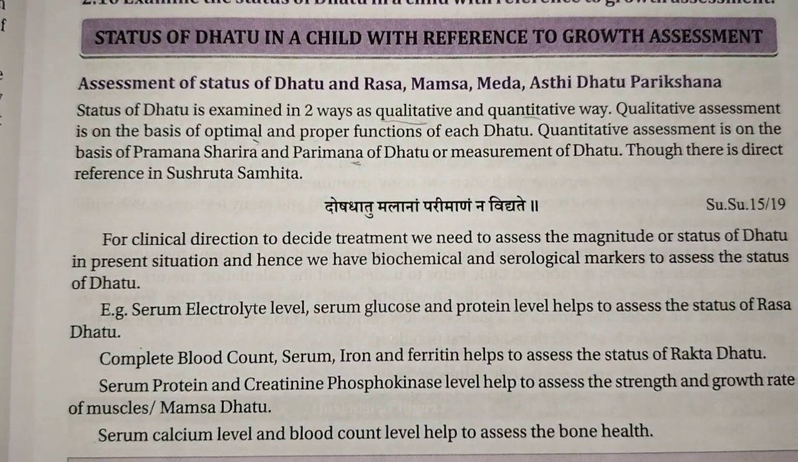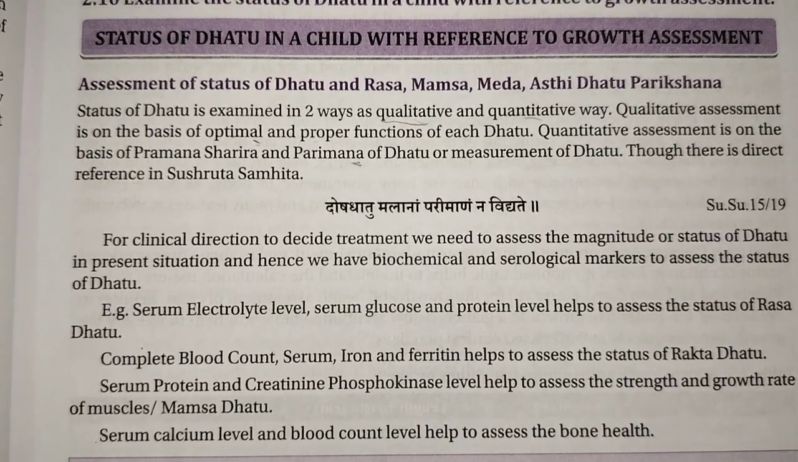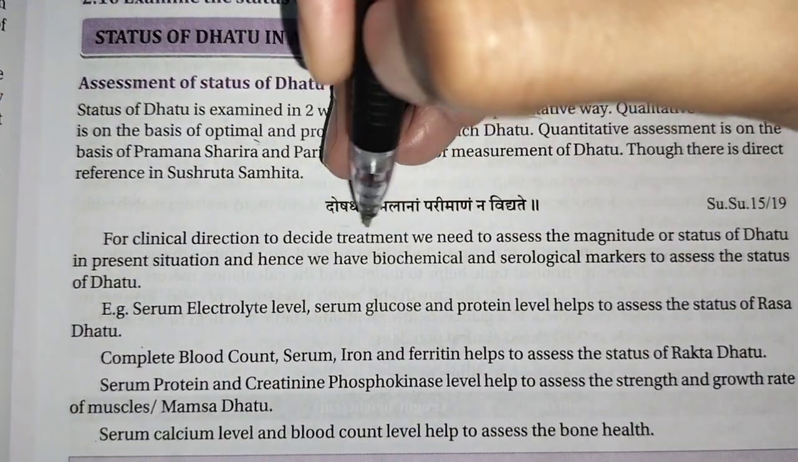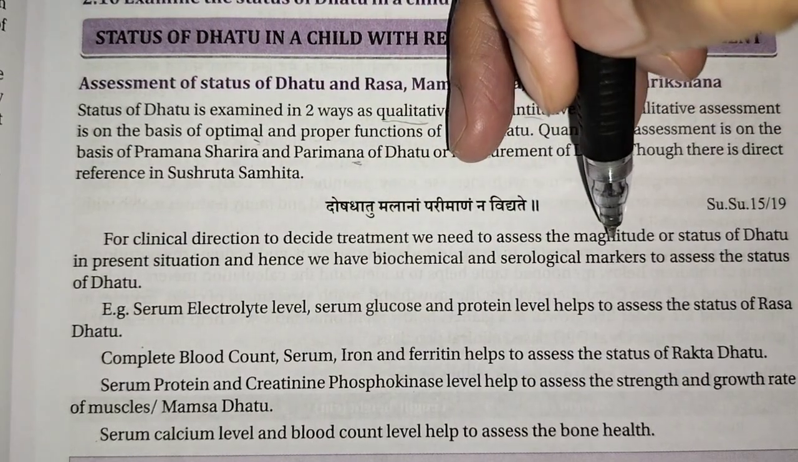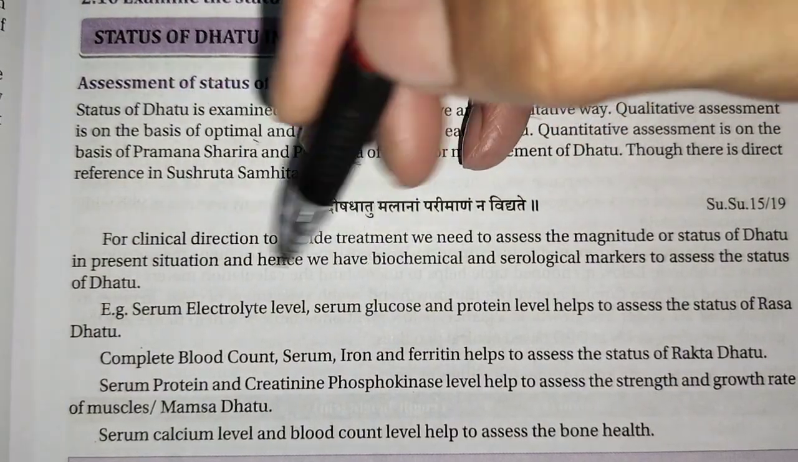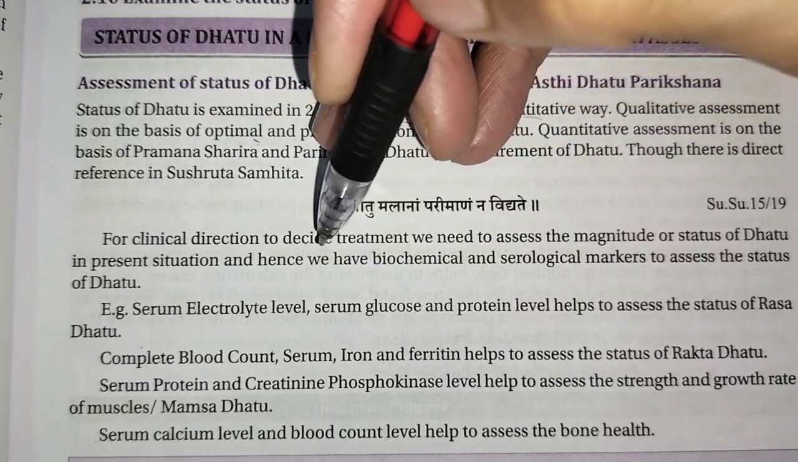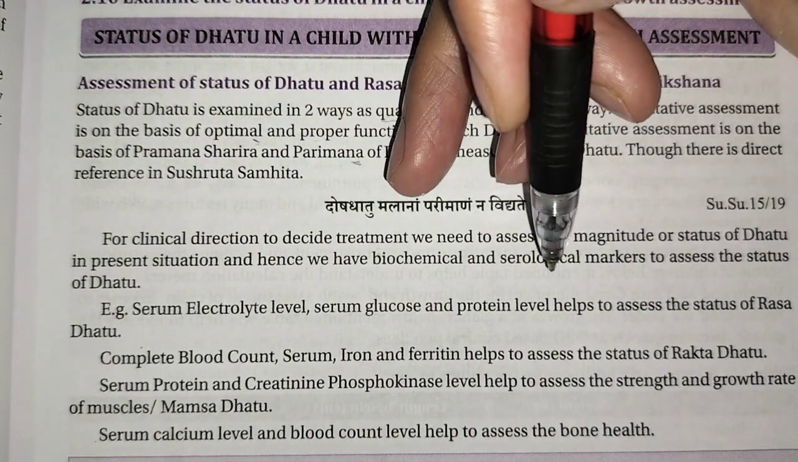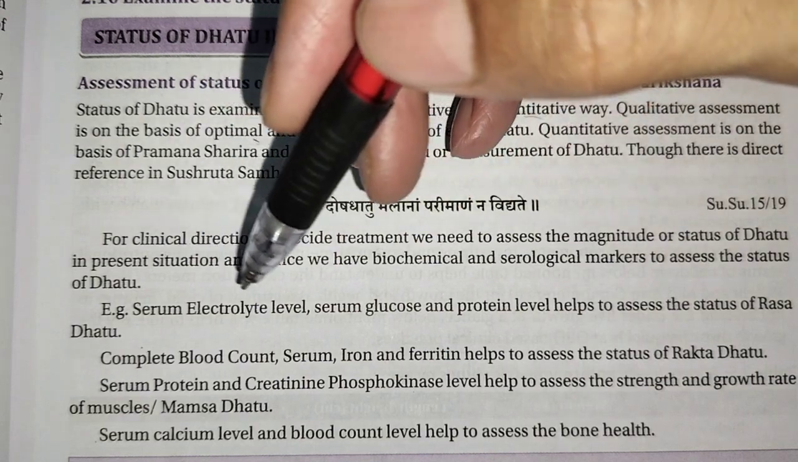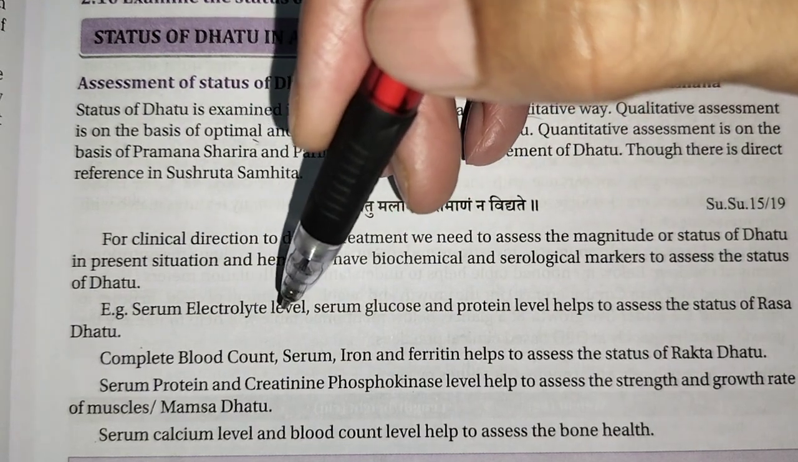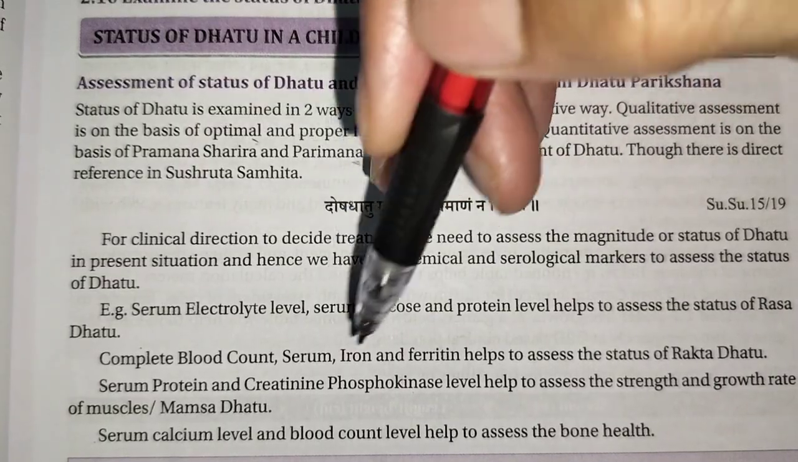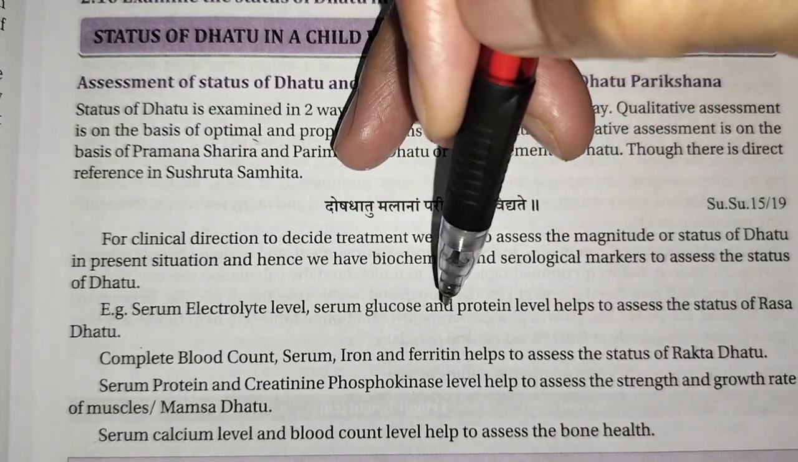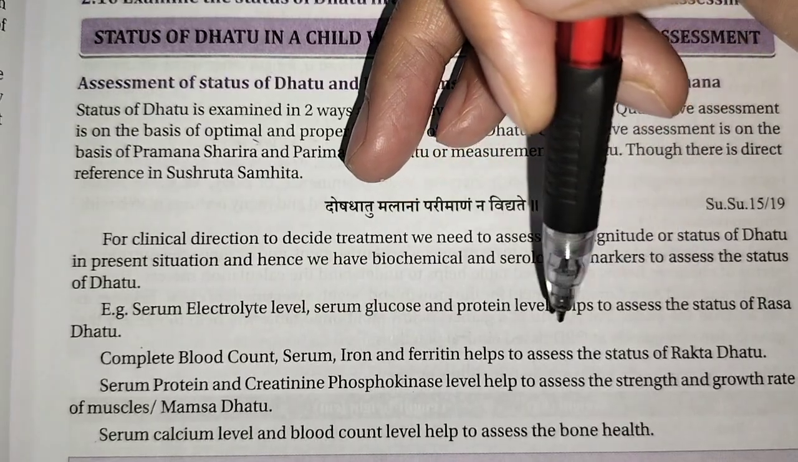For a clinical direction, we take an example. To decide treatment, we need to assess the magnitude or status of the dhatu in the present situation, and hence we have biochemical or serological markers to assess the dhatu. For example, serum electrolyte level and serum glucose. From the modern point of view, we compare the rasa dhatu to serum glucose or protein, etcetera, right?